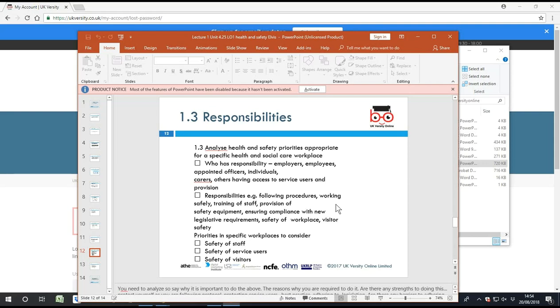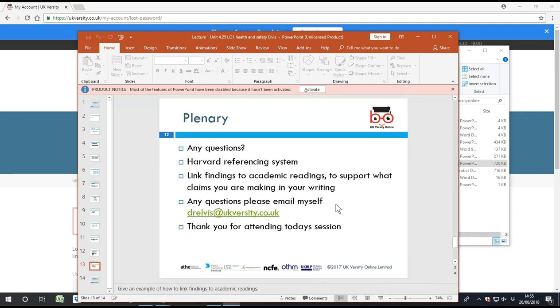So all staff working in the health and social care environment should ensure their own safety, safety of their colleagues, safety of service users, and then safety of any visitor that comes to their working environment. Now, that is a brief introduction to health and safety policies and procedures.